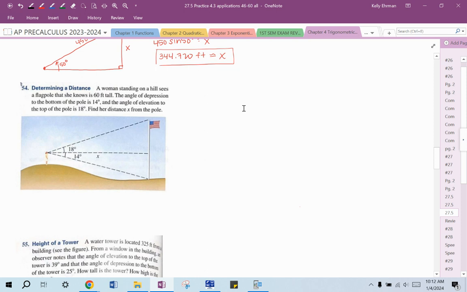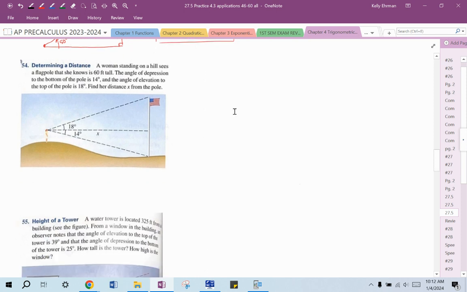All right, so let's take a look at this problem. So a woman, they give us the picture for this. That's nice. We might have to add to it. A woman standing on a hill sees a flagpole that she knows is 60 feet tall. Okay, so that's 60. The angle of depression to the bottom of the pole is 14 degrees. That's marked in for us. Angle of elevation is 18 degrees. Find her distance X from the pole.